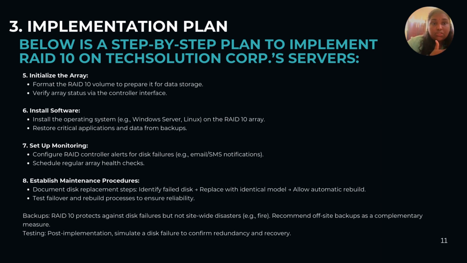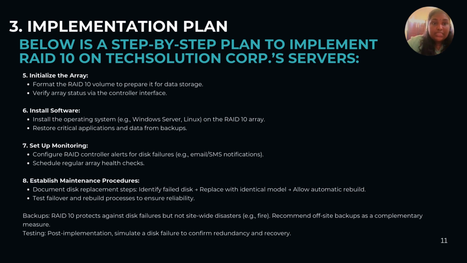6 is install software. Install the operating system, for example Windows Server or Linux, on the RAID 10 array. It is based on what the companies need. Some companies choose Windows Server, some choose Linux. So it depends on their requirements, on what they need. For this, restore critical applications and data from backups.